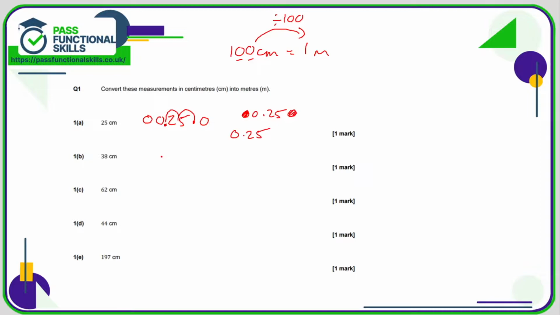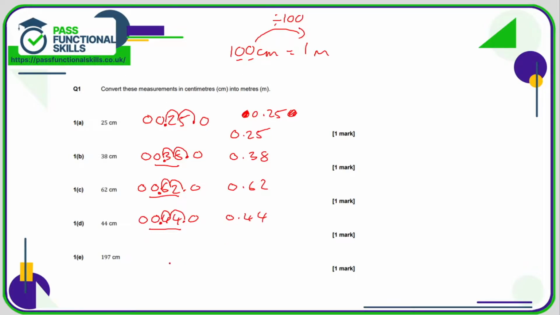So 38 centimetres is 38.0 centimetres. Put again a couple of zeros in front, move the decimal point 2 positions to get 0.38. 62, 62.0, chuck some zeros in front, 0.62. 44 centimetres is 44.0 centimetres. Some zeros in front, move the decimal point 2 positions, 0.44. 197 is 197.0. Here you don't really need to put any zeros in front because we can see where the decimal point is going to end up, between two numbers, so 1.97.